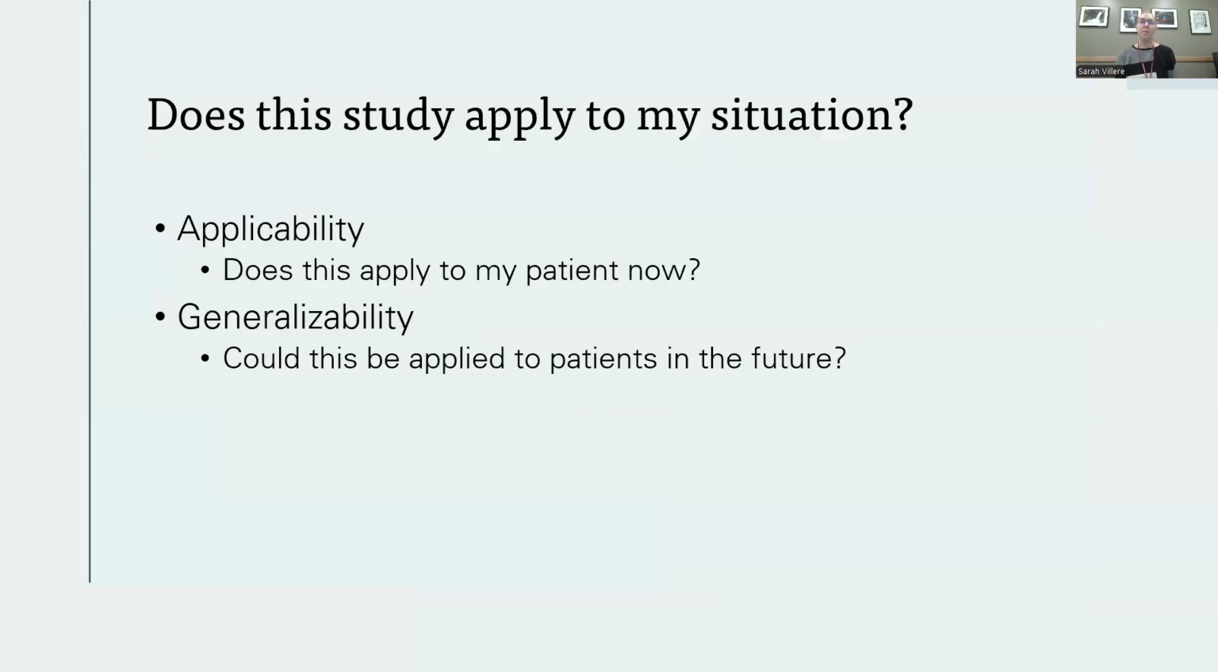So, assuming that your study is valid, you understand what the results are, you finally have to think about, does this apply to my situation? So, applicability means really, does this apply to my patient now? Are the results relevant to my current situation? Meaning, are the subjects included in this study like my patient? Could my patient have gotten into this study? Do they meet the inclusion exclusion criteria? Does the outcome of this study matter for them? So we want to ask these questions because we want to see if these results can be used to make decisions about this patient's care.